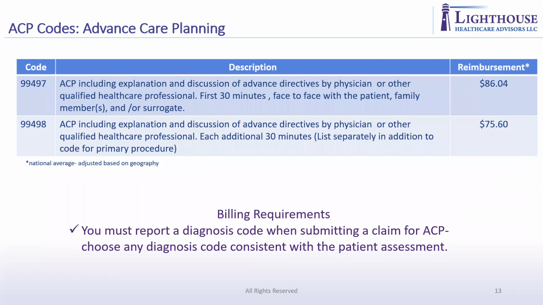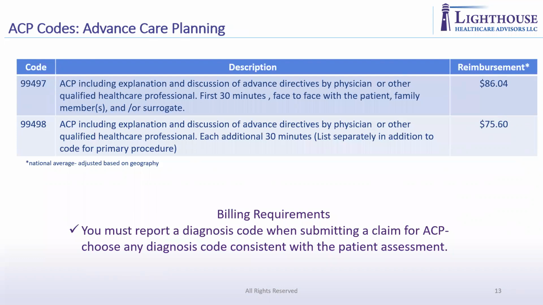Also remember, you must report a diagnosis code when submitting a claim for an advanced care planning visit. So you should choose any diagnosis code that's consistent with the patient assessment. Again, this is an opportunity to get those diagnosis codes in for accurate HCC scoring. So please try and select a diagnosis code that is pertinent and avoid those Z codes if at all possible. It's also important to note here that ACP codes can be billed with a traditional E&M visit.